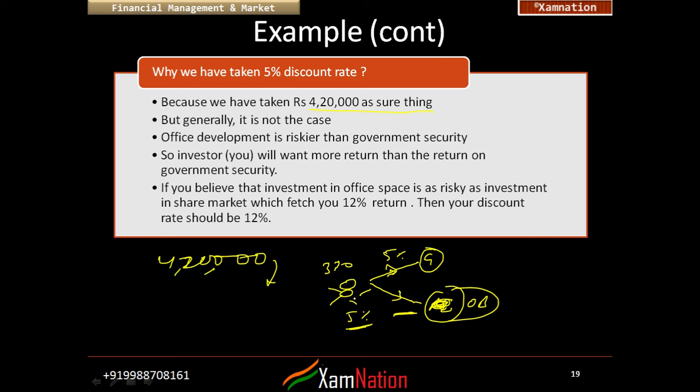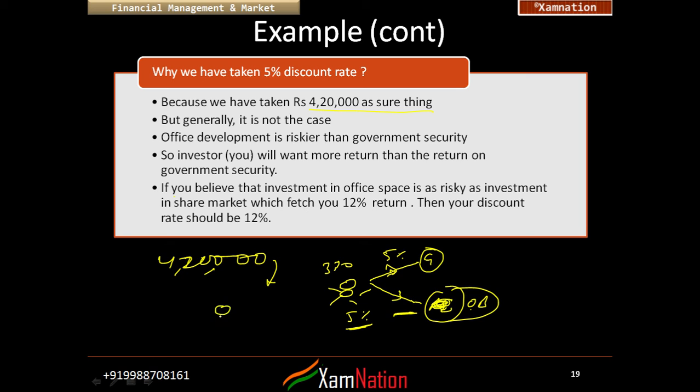Now it would be unfair for this investor to compare office building with the government security. If in the government security you are getting 5% of a return, so on office building you should get more than 5%. How much more, that we'll look at. Okay, so now what you have to do, you have to find out some assets which are having the same risk. Okay, so what is it written here? If you believe that investment in the office space is as risky as investment in the share market, which fetches you 12% of return.